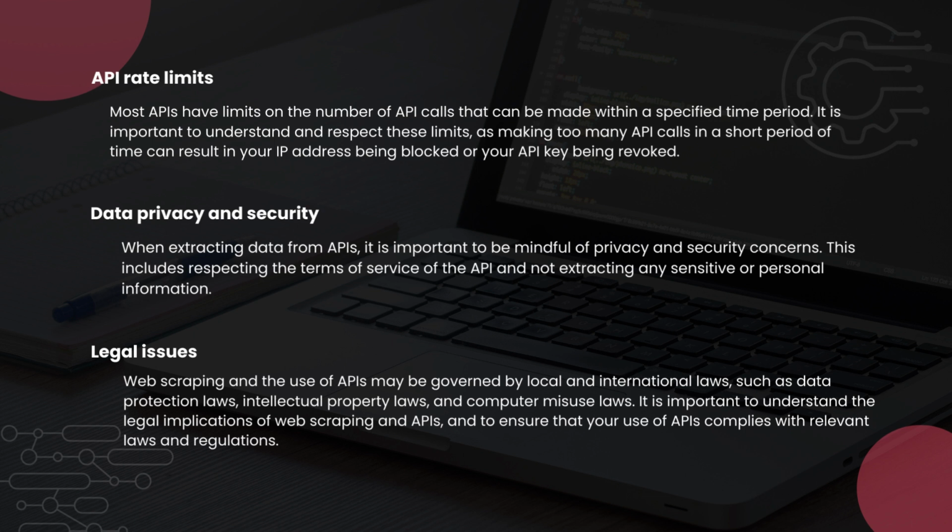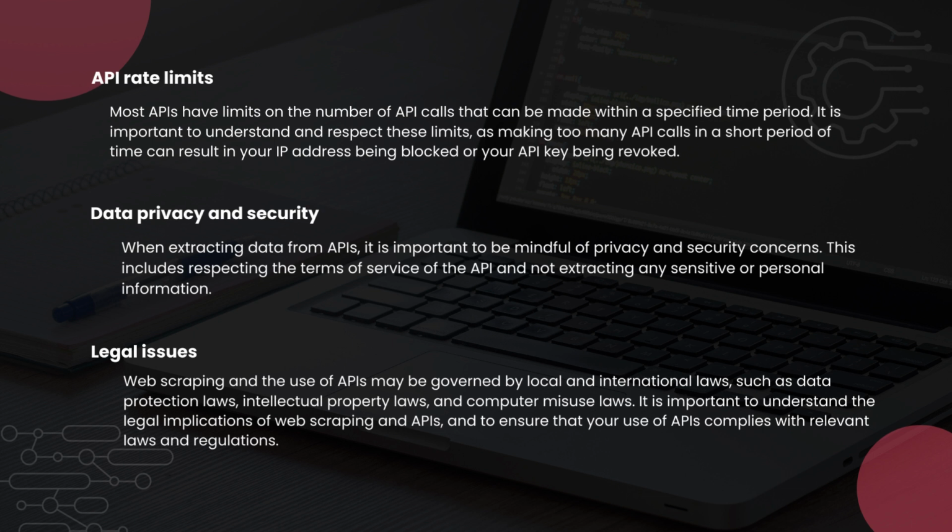Data privacy and security. When extracting data from APIs, it is important to be mindful of privacy and security concerns. This includes respecting the terms and conditions of APIs and not extracting any sensitive or personal information. And the third one is legal issues. Web scraping and the use of APIs may be governed by local and international laws, such as data protection laws, intellectual property laws, and computer misuse laws. It is important to understand the legal implications of web scraping and APIs and to ensure that your use of APIs complies with relevant laws and regulations.